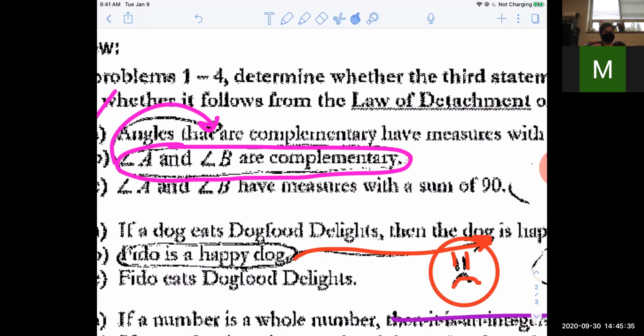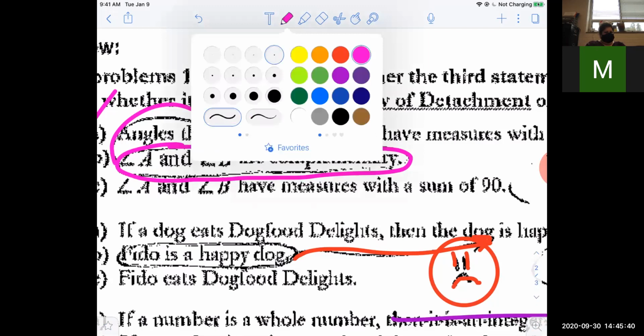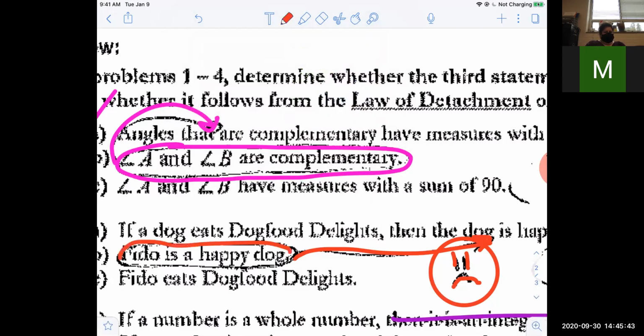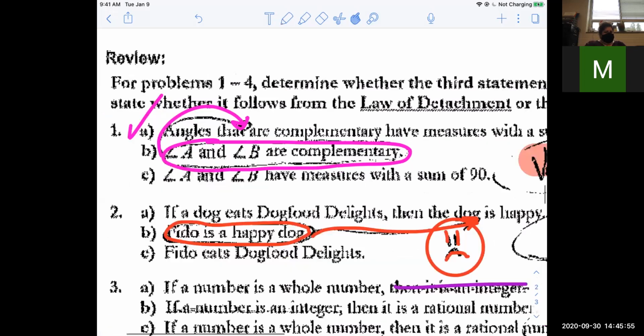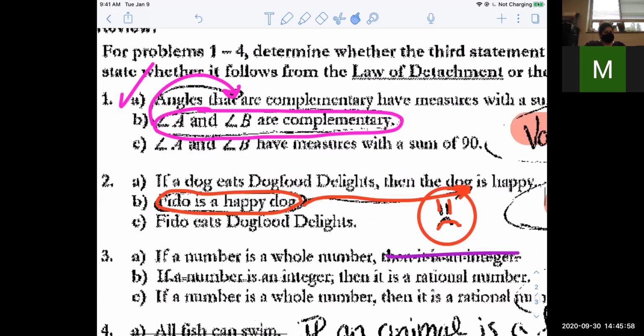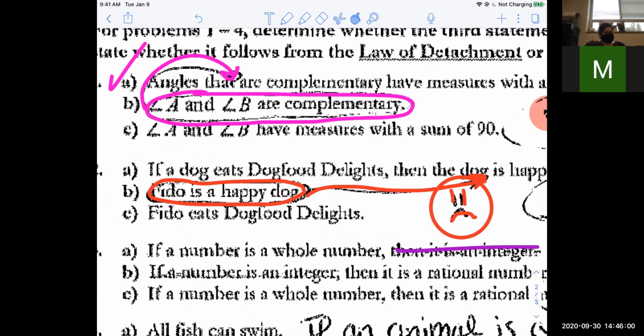So again, the problem is when the second sentence refers to the conclusion of the original sentence, because it's trying to get you to think about the converse of that statement, which does not have to be true. Not every dog who's happy has eaten or will eat or is eating dog food delights. If you switch the second and third on that one, would that take care of the problem? Yes. If we switched those two, then it would be valid and it would be detachment. As it is, you always read it in order, and as it is, it's not valid.